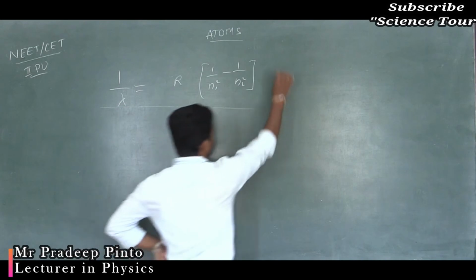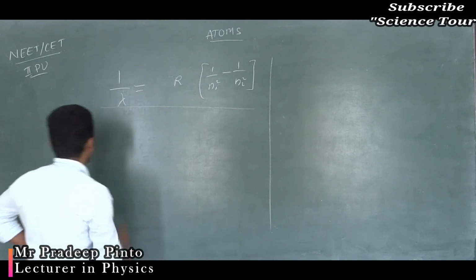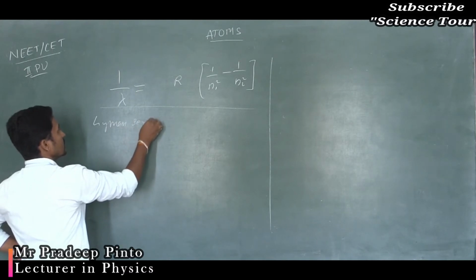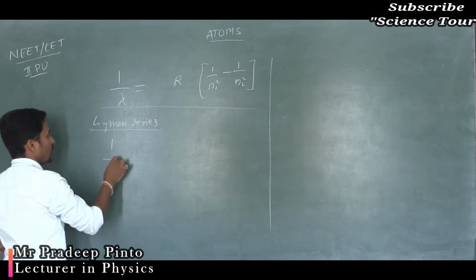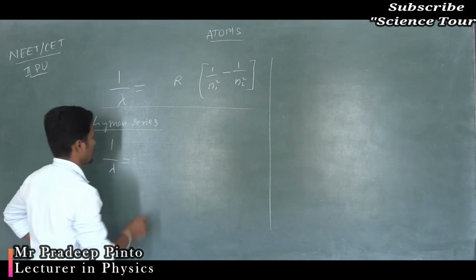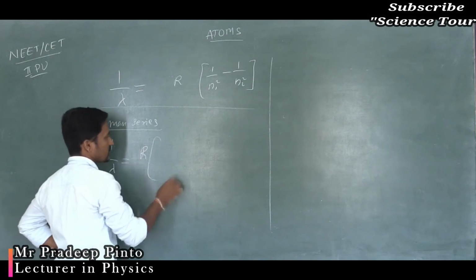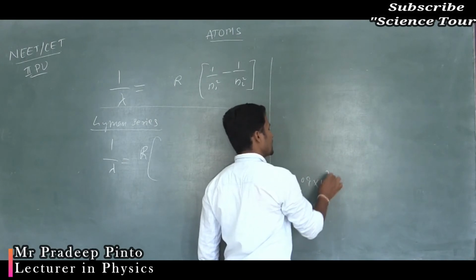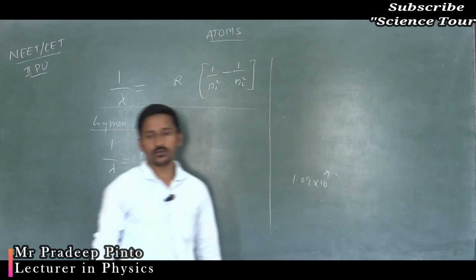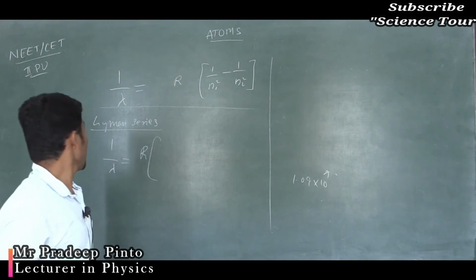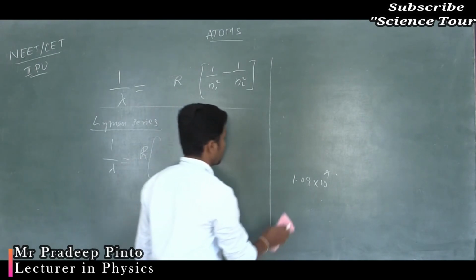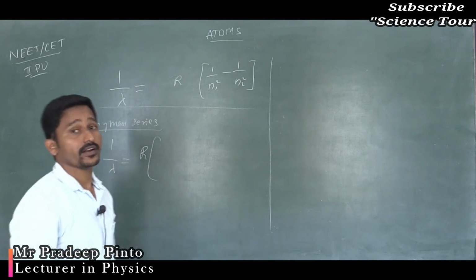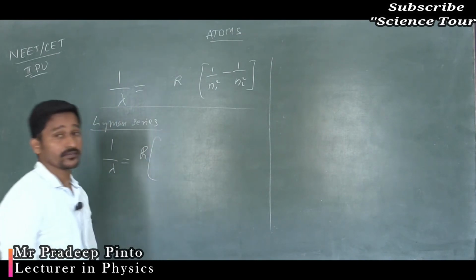Now for the Lyman series, we will write down the expression. From the wave number you can also find the wavelength. So the Rydberg constant, what is the expression? You have to remember 1.09 into 10 to the power 7 per meter. The SI unit is per meter and the value is 1.097.